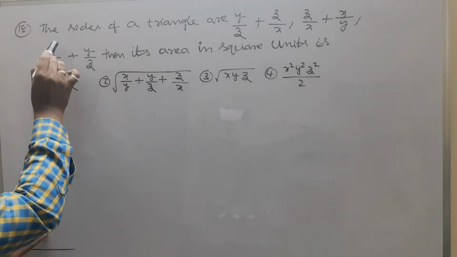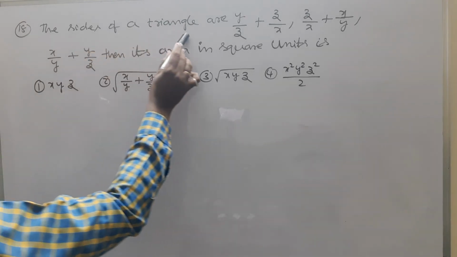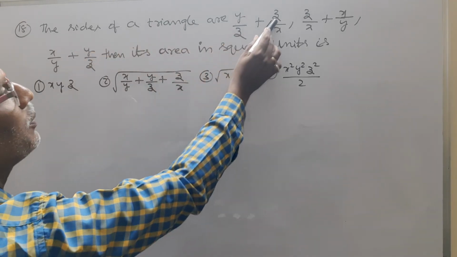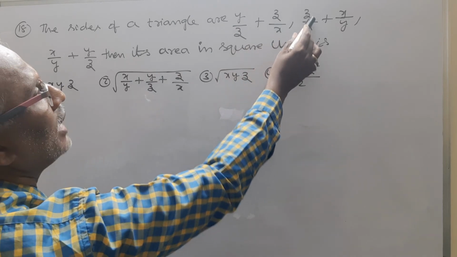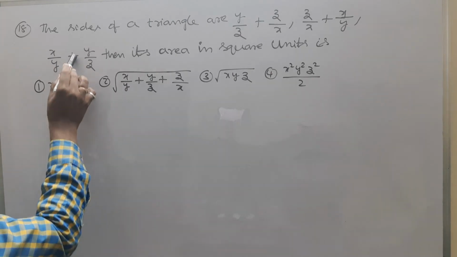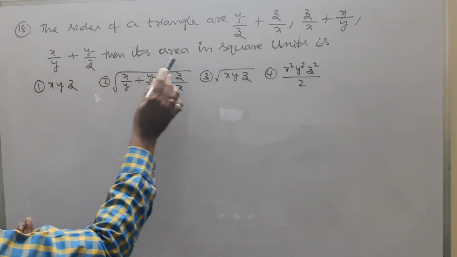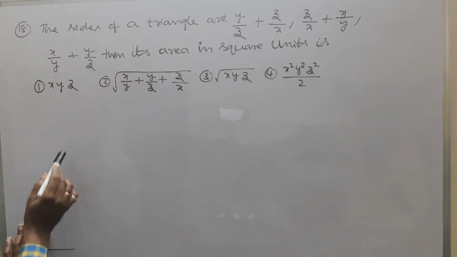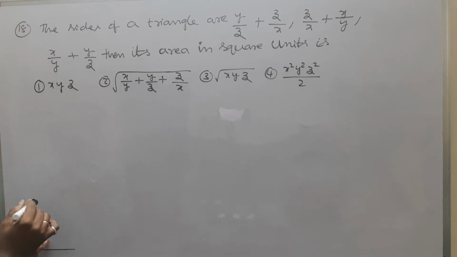Question number 18. The sides of a triangle are y by z plus z by x, z by x plus x by y, x by y plus y by z. Then its area in square units is? Here four options are given.